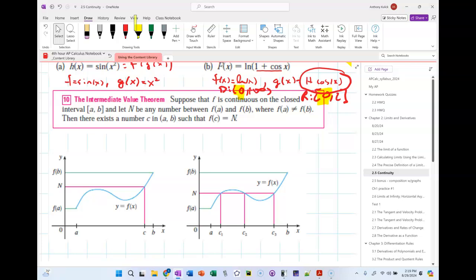Now, the intermediate value theorem definition here is technical, but the idea is really simple. So I'll read you the technical definition and I'll explain to you what it's saying. It says, suppose f is continuous on the closed interval from a to b. Let n be any number between f of a and f of b, assuming the two are not equal. Then we can conclude there exists some number c on the open interval from a to b such that f of c is equal to n.